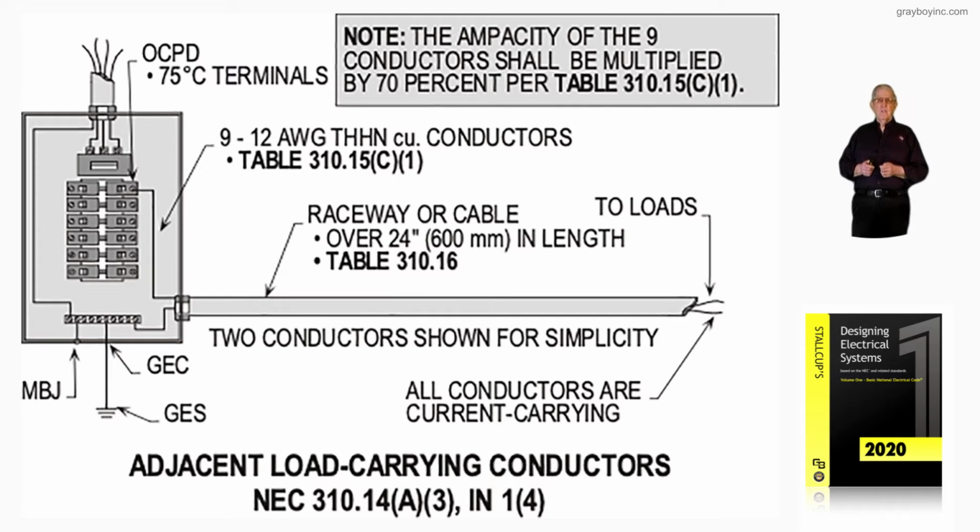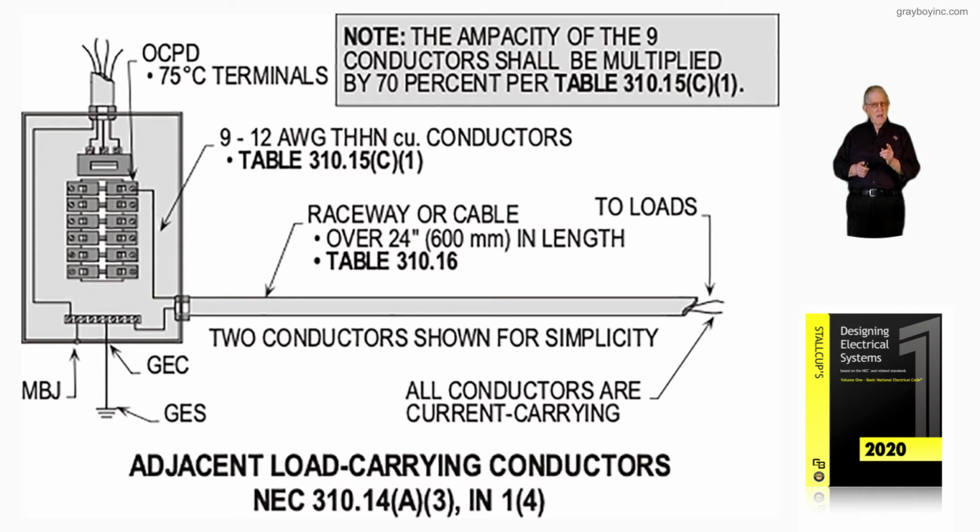So we show 2 conductors just so it's simple. It doesn't get too busy with conductors coming out of the raceway system. But notice we have to review the note to give us our information. And it basically states the ampacity of the 9 conductors shall be multiplied by 70% as required in Table 310.15(C)(1). And that's because we have 9 current carrying conductors.